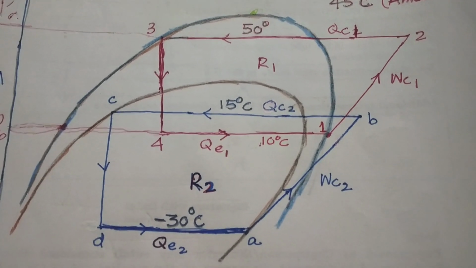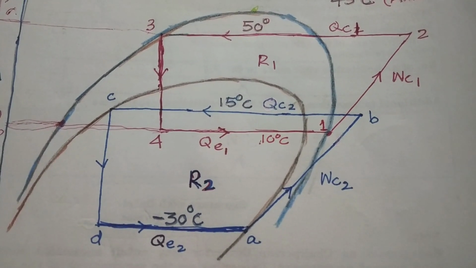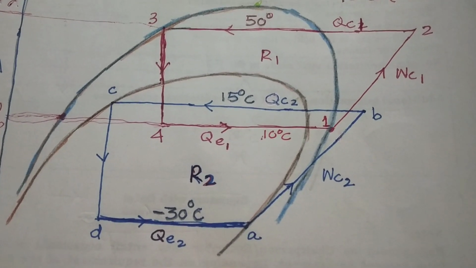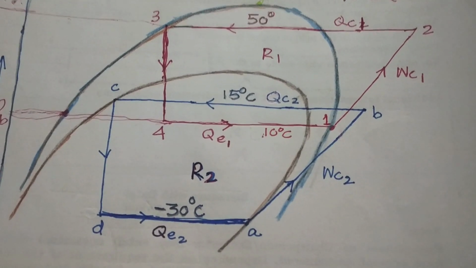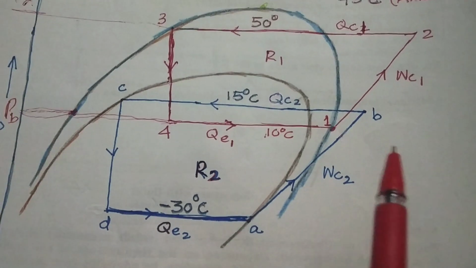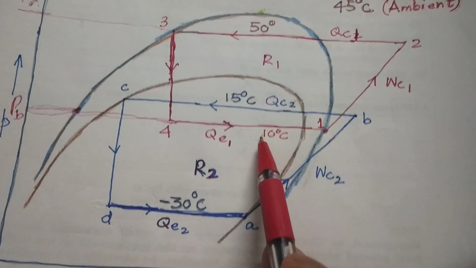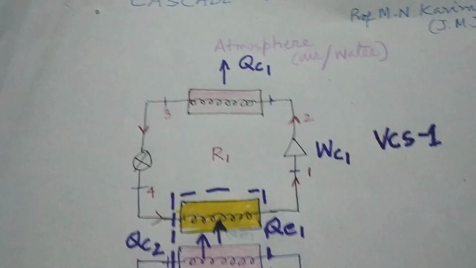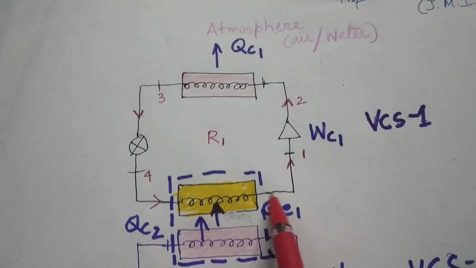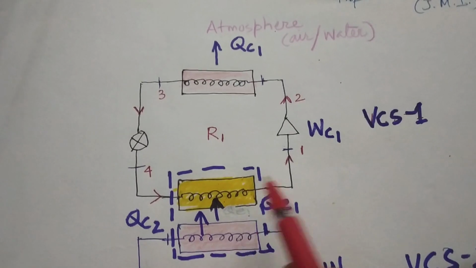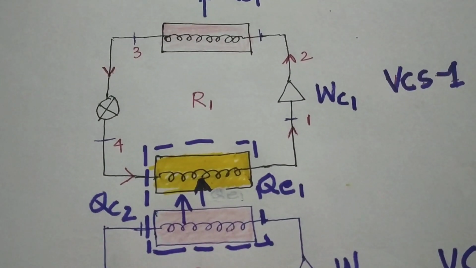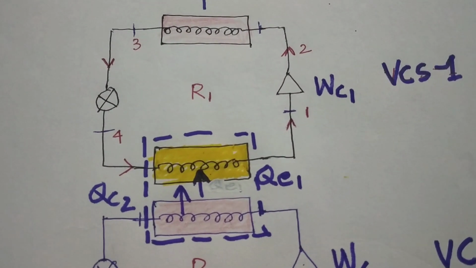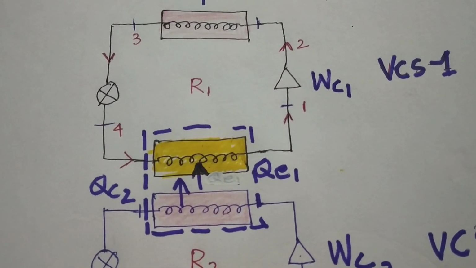Now we wanted to absorb heat, actually not from the vapor compression system R1, which is at 10 degrees centigrade. What will R1 do? R1 will absorb heat, and its coil is at 10 degrees centigrade. So whatever surrounding is there for evaporator QE1, the evaporator of the vapor compression system 1 will be absorbing heat from the surrounding, which is higher than 10 degrees centigrade chosen.